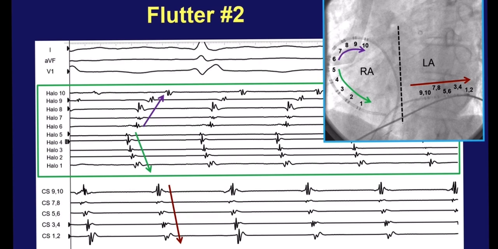We're going to review in the next module how we can further flesh out what's going on using entrainment maneuvers, but just looking at the sequence of activation in the halo catheter, we're now going to wonder if there's maybe either a focal tachycardia starting somewhere here on the lateral right atrial wall, or even a small circuit that involves the lateral part of the right atrium as well, sending wavefronts in two different directions.